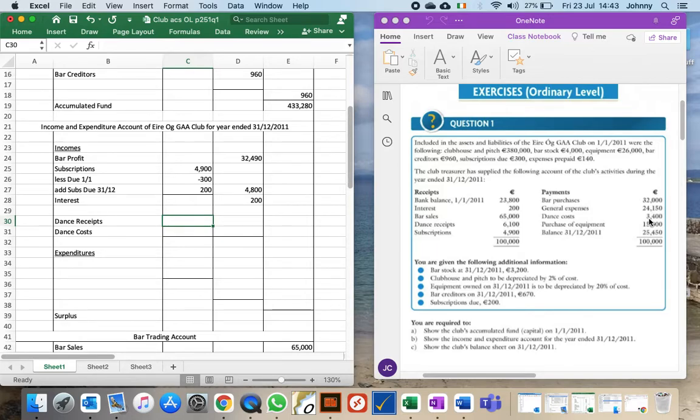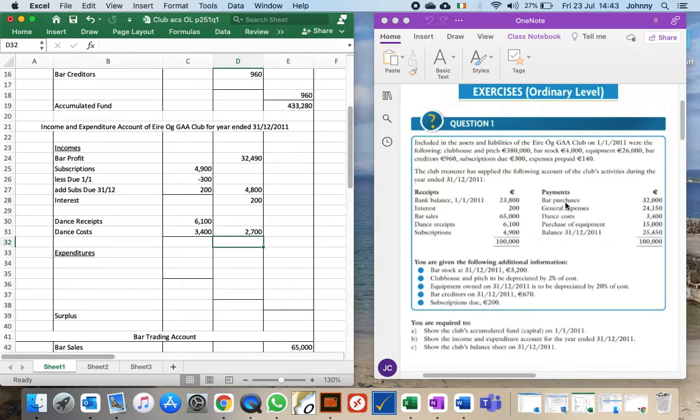So, dance receipts is 6.1. Dance costs is 3.4. So I'll subtract the two of those. So that'll give me the profit on my dance of 2.7. And I see I have no other incomes. We've dealt with the rest of the incomes. Now move on to my expenditures.